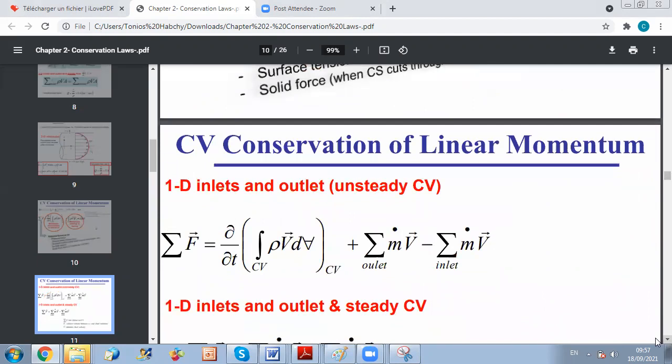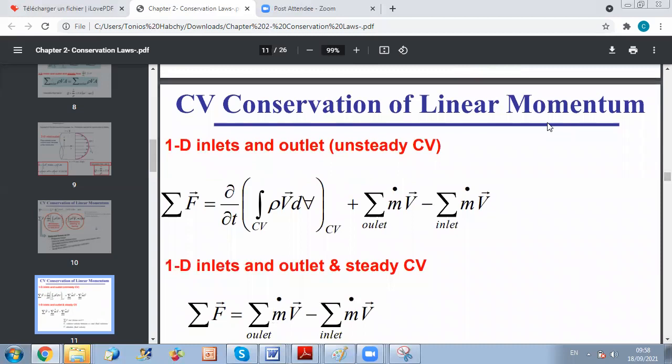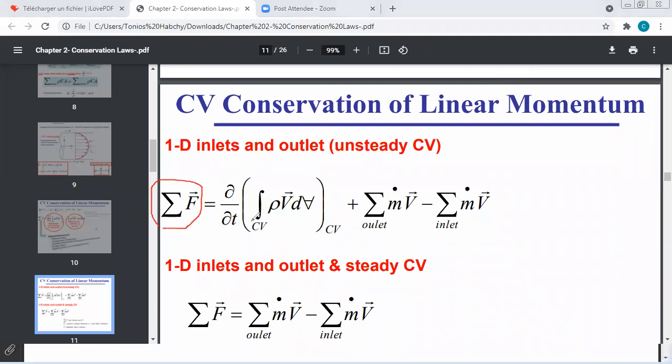Before going to the example, remember always that this relation can be simplified in simple cases. So in case you have a system with 1D inlets and outlets, and you have a non-steady control volume, your equation will be written as follows. You have the summation of external forces equal to, and the accumulation term will remain here, and we should see how to deal with it. So del by del t, this term is present whenever you have a transient application, and therefore variation of the momentum within your control volume. So when you have change of velocity with time or change of rho with time, this can lead to this transient term.